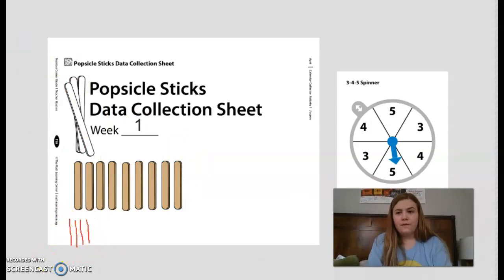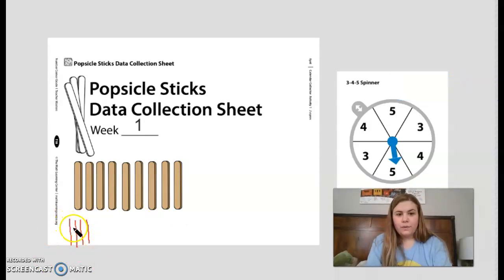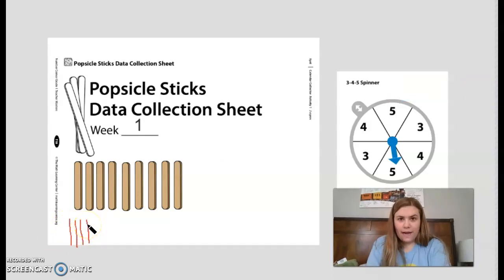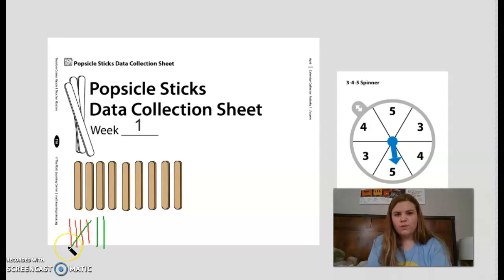So let's add 5 more tallies. I'm going to choose green for today. So we have 1, 2, 3, 4. When we get to 5, we put a slash through like this. So that equals 5. Oops, I'm sorry, let's do just our green ones for today. 1, 2, 3, 4, 5.